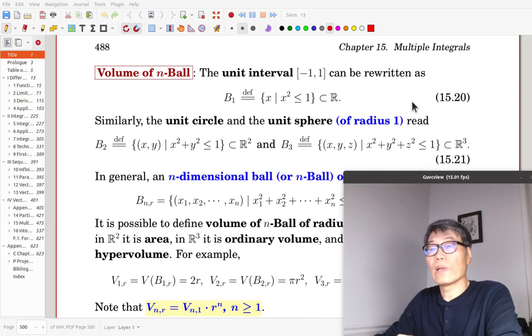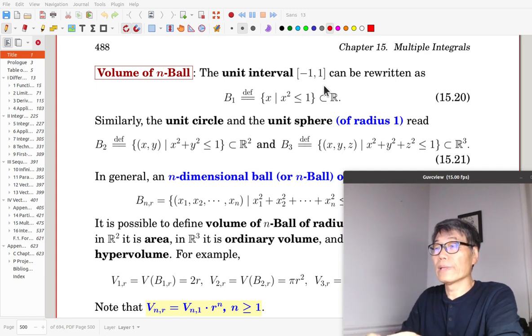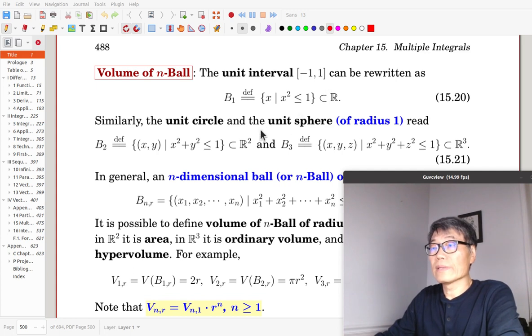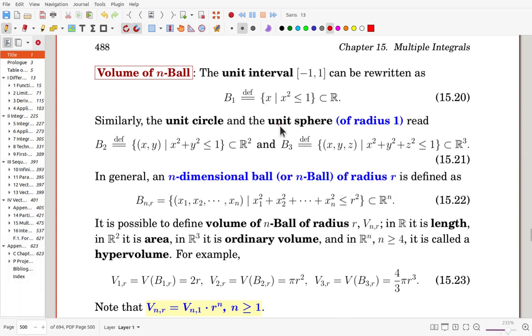In this short lecture, we'll study how to get the volume of the n-ball. The unit interval -1 to 1 can be rewritten as in this equation, so x squared is bounded by 1. Similarly, the unit circle and the unit sphere of radius 1 can be expressed in this equation.